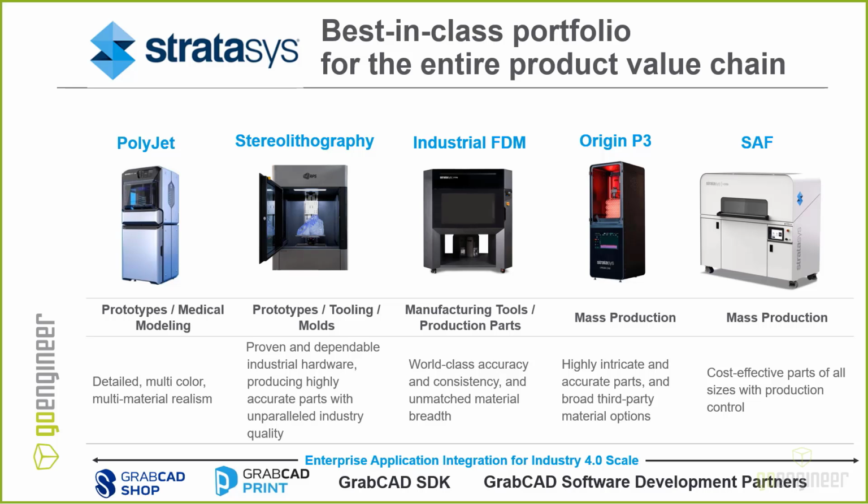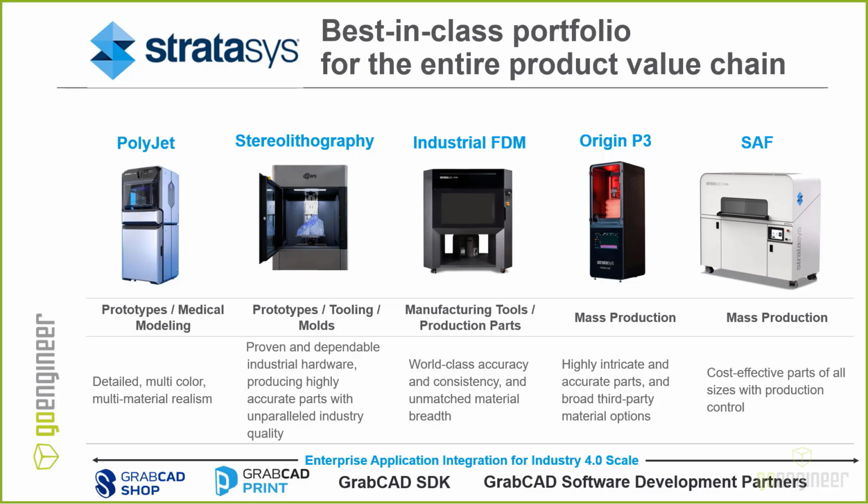If we look at this, we have full color realism for prototyping and product development, which is PolyJet. Mechanically accurate engineering prototypes here for stereolithography. Fast molds and strong metal replacement tools, jigs, and fixtures produced by Fused Deposition Modeling. Production parts for regulated industries like aerospace and medical with rigorous requirements. And then fast, consistent parts for mass production applications.